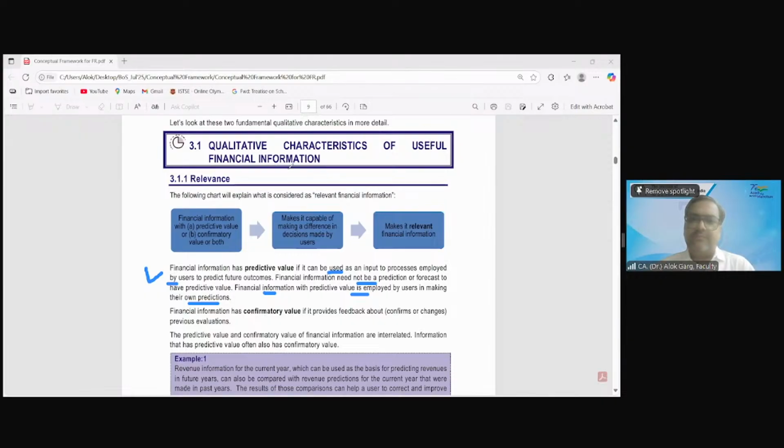Yes, sir. The auditor also will provide an audit report in the CAM, key audit matter, when it is significant and important for the understanding of the users. Yes, you're right. Okay. So confirmatory value.